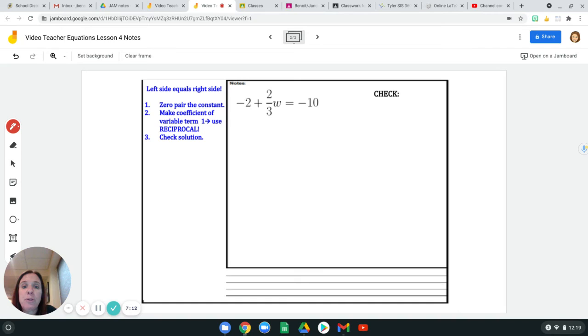-2 plus 2/3 w equals -10. We've got a fraction, a rational number. That's okay. We know what to do with those rational numbers. Not going to sweat it. All right, so my variable term is 2/3 w, positive 2/3 w. Get that positive in there. My constant is -2. So I'm still going to start by zero pairing that constant on both sides.